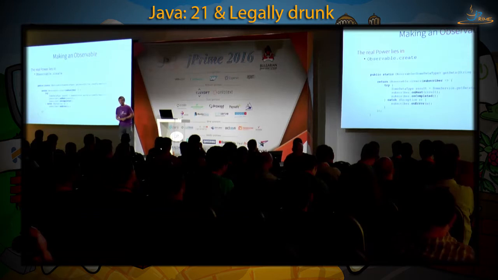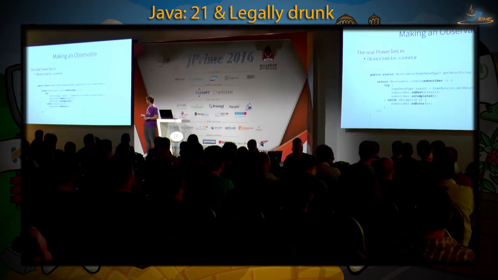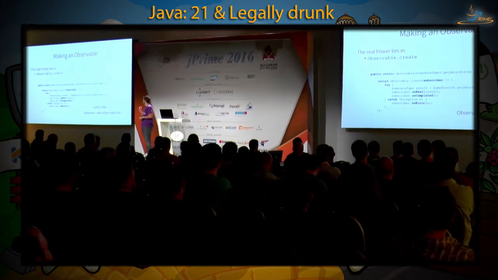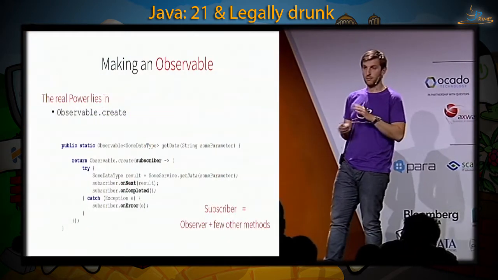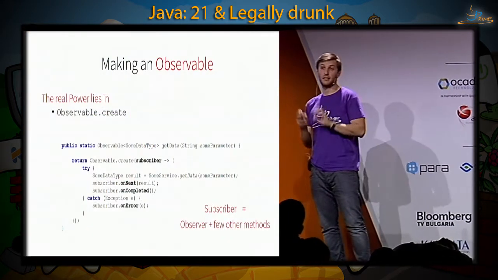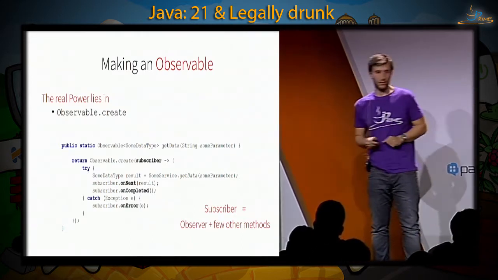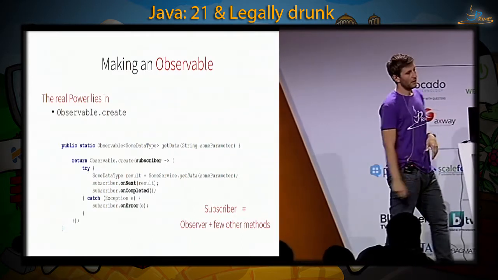No big deal, right? And as you can see, all of these methods, onNext, onCompleted, and onError, are being called on the subscriber object. Subscriber is observer plus a few other methods, okay? We'll talk about these few other methods later. So all you need to know for now is the subscriber is, let's say, an extended observer. And that is it for now. Okay, so now we have our producer.